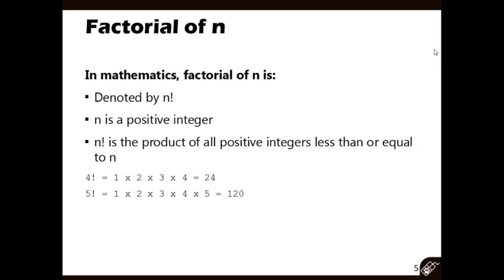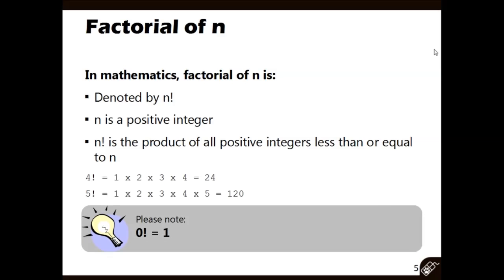So we can come up with the answer. Let's say I gave you 3 factorial. It would be 1 times 2 times 3, which is 6. So it's very simple in concept. One thing to note though, 0 factorial is defined as 1. So in any given factorial, the least possible value would be 1. There's no 0, it's going to be 1.